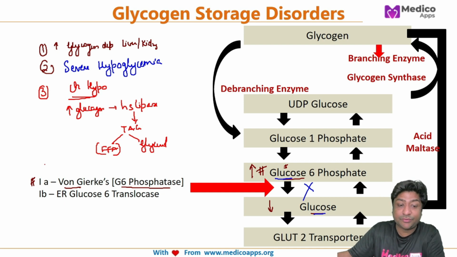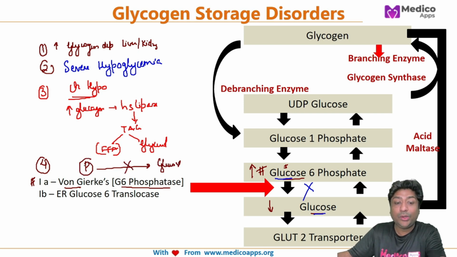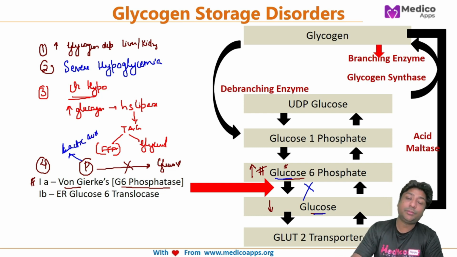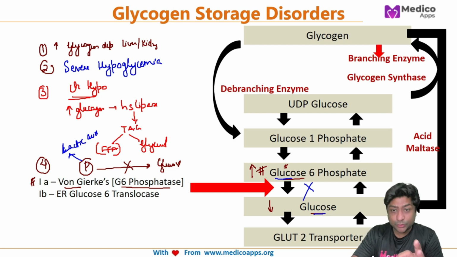Next, a very important feature is that gluconeogenesis is inhibited. So pyruvate cannot be converted into glucose. This pyruvate will take another pathway, so it will form lactic acid. So this is the only glycogen storage disorder which will present with lactic acidosis. In any clinical case, if you see lactic acidosis, you can be very sure we are talking about von Gierke's disease.